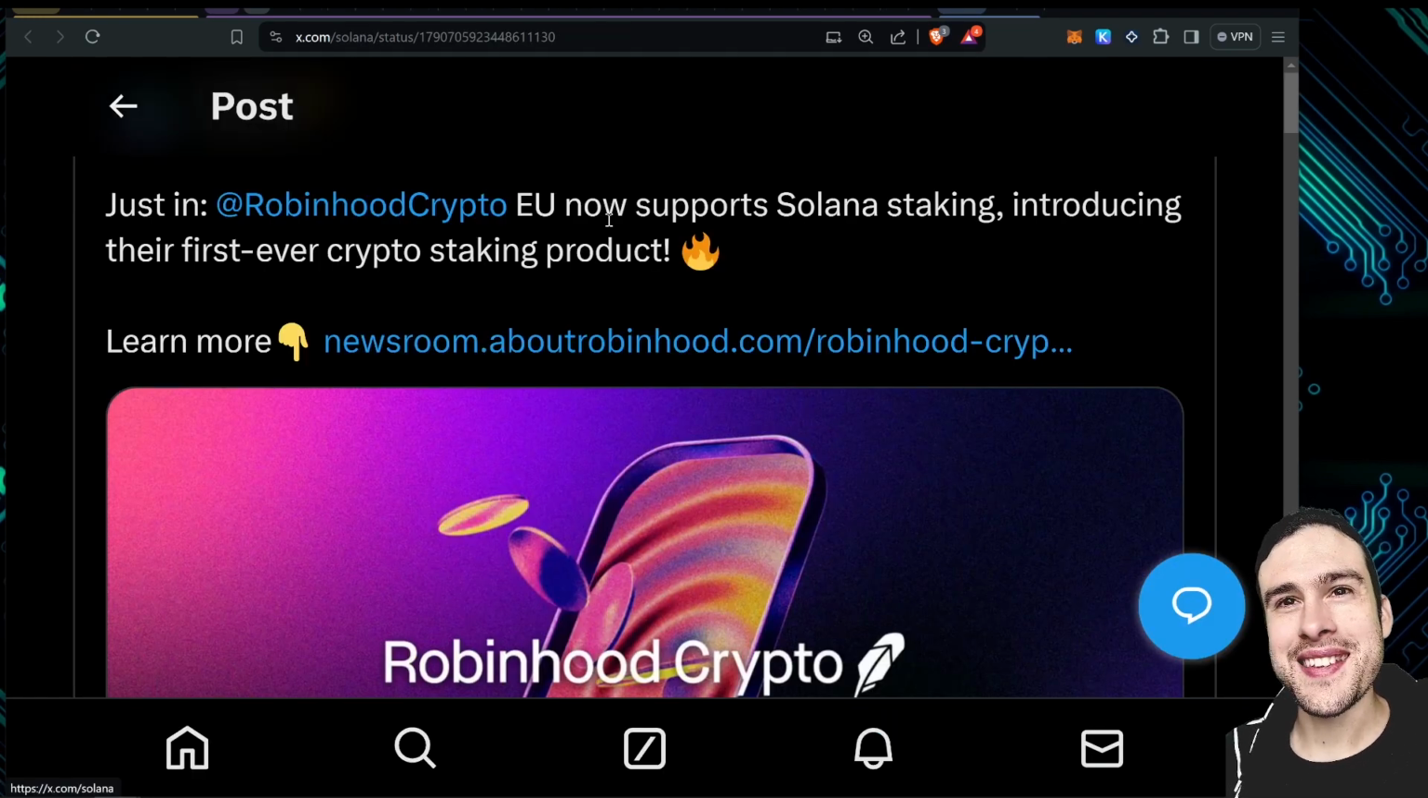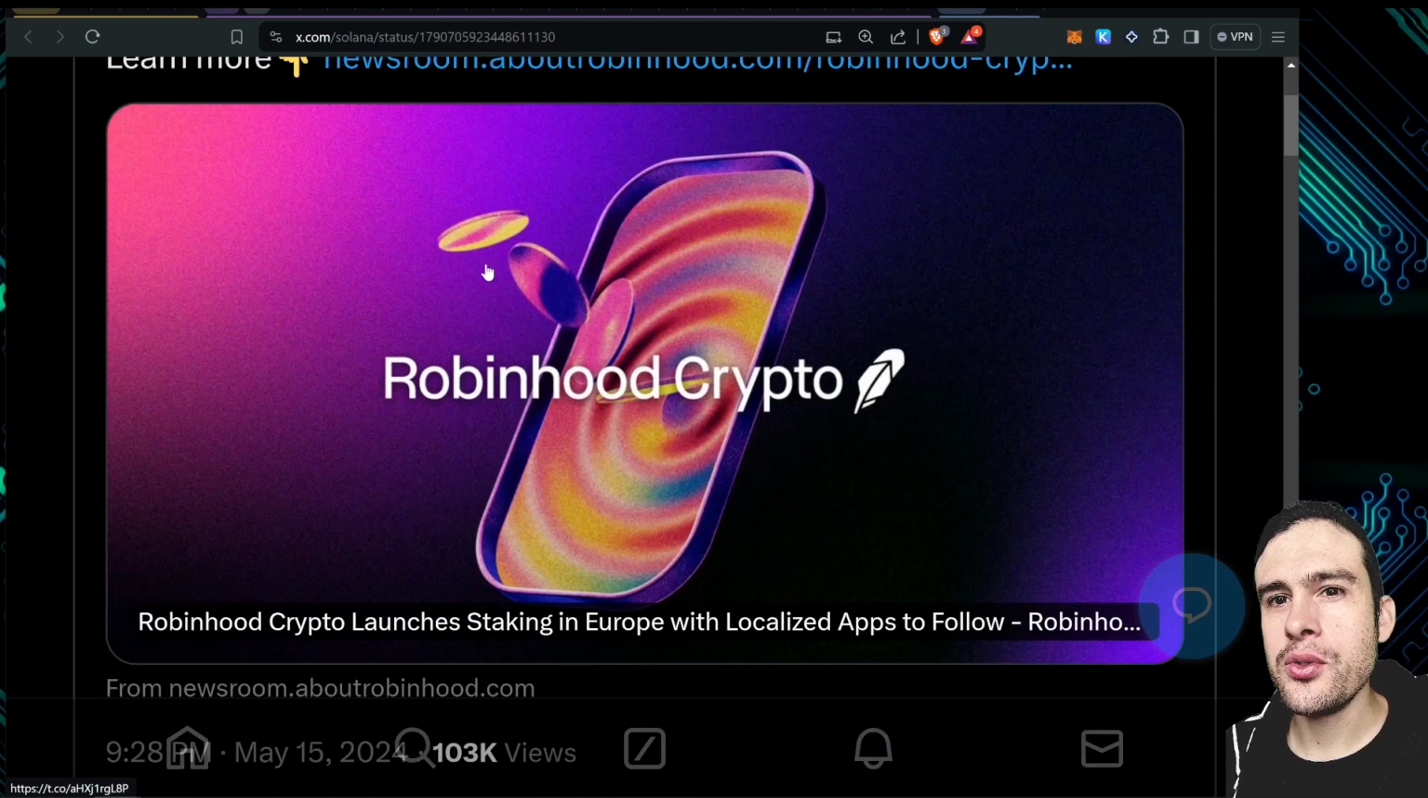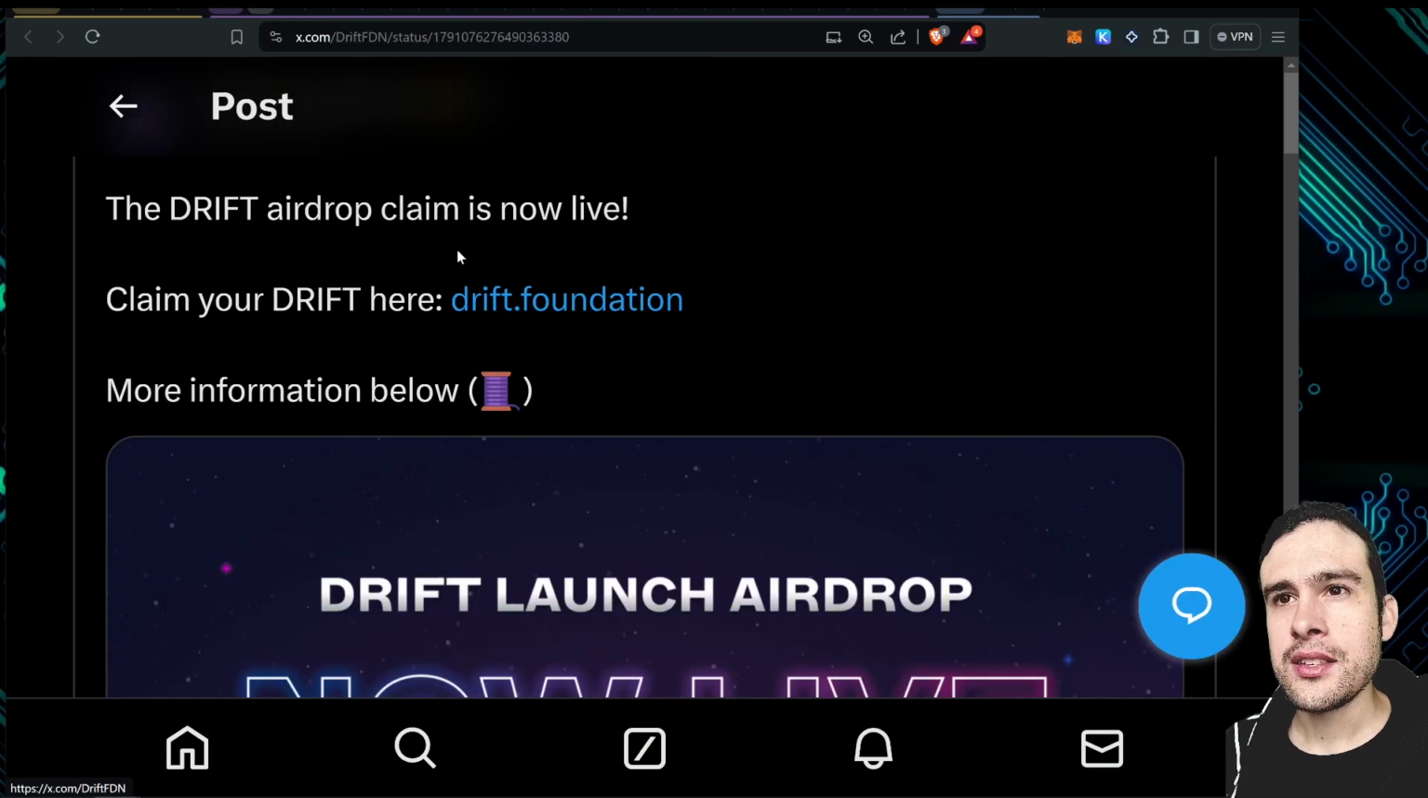Anyway, let's move away from that stuff. So now Robinhood Crypto EU users can stake their SOL within the app, which is really cool. They've introduced their first ever crypto staking product, and that's for EU users. So that's pretty cool. Let's cover the most important ecosystem stuff going on right now.